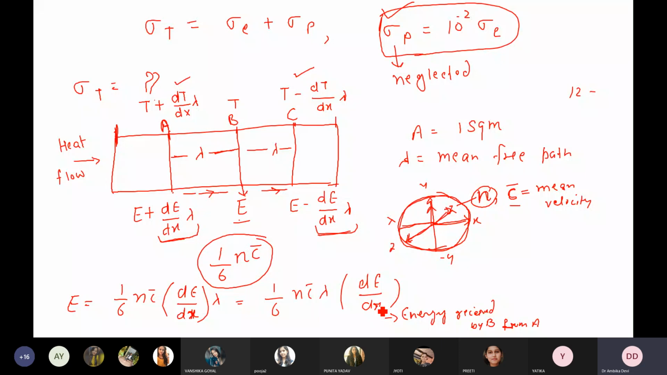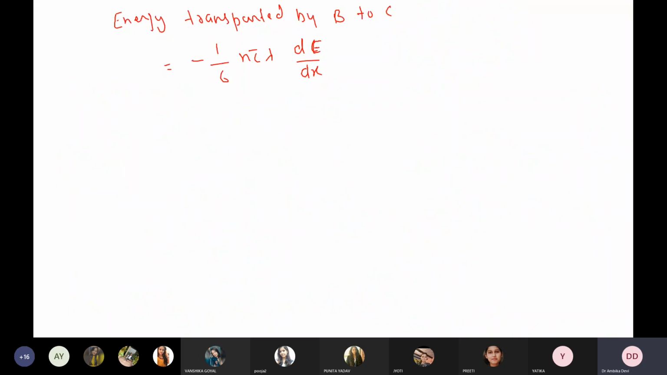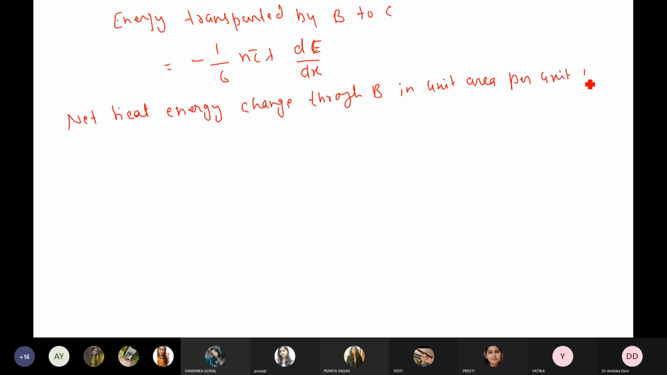One will be negative and one will be positive, because negative since energy is decreasing, and positive since energy is being received. Okay, so now the net heat energy change through B in unit area per unit time is 1 by 6 n c bar lambda.